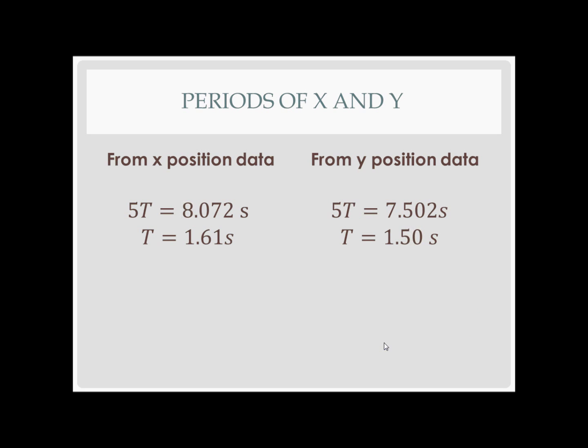Since this spring mass system moves in 2 dimensions, it has an up and down motion and a side-to-side motion. The up and down motion is the same as a vertical spring, which only moves in 1 dimension. For this reason, I use the time of 5 oscillations from the y position data when calculating the period. The side-to-side motion is the same as the motion of a pendulum. Because of this, the period calculated from the x position data and the period calculated from the y position data are different.